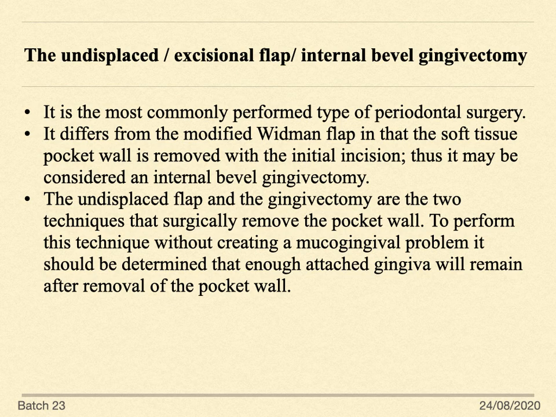The next flap will be the undisplaced flap, or excisional flap, or internal bevel gingivectomy. This is the most commonly performed type of periodontal surgery. The difference from the modified Widman flap is that the soft tissue pocket wall is removed with the initial incision itself. Thus, it may be considered as internal bevel gingivectomy. The undisplaced flap and the gingivectomy are the two procedural techniques that surgically remove the pocket wall. To perform this technique without creating a mucogingival problem, it should be determined that enough attached gingiva will remain after removal of the pocket wall.